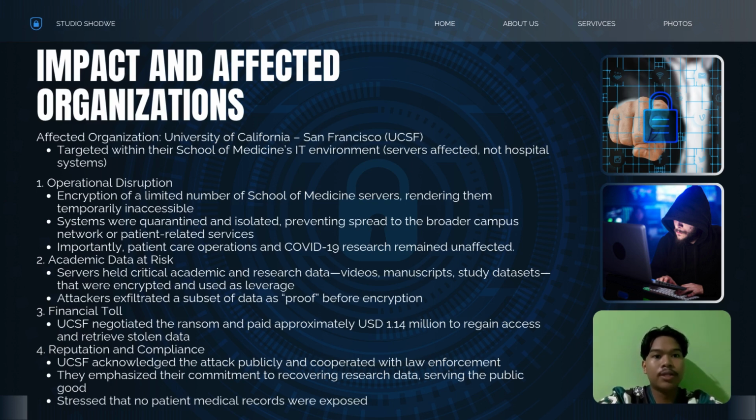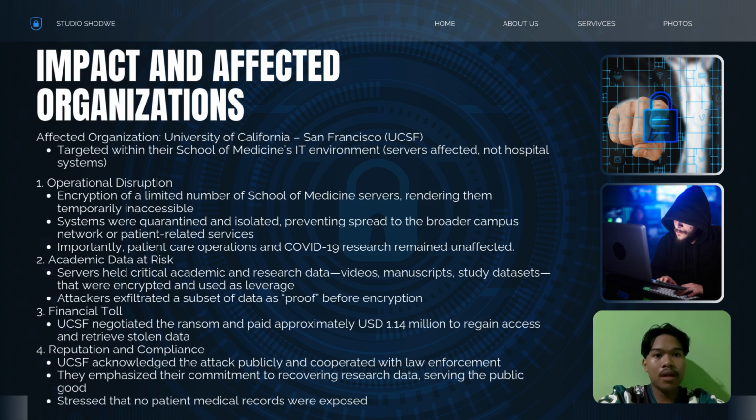UCSF had to negotiate with the attacker, eventually paying 1.14 million US dollars in Bitcoin to get the data decrypted. This shows just how costly these attacks can be. And lastly, reputation and compliance. UCSF was transparent about the incident. They worked with law enforcement and emphasized their commitment to recovering publicly serving data. Most importantly, they confirmed that no patient medical records were leaked.